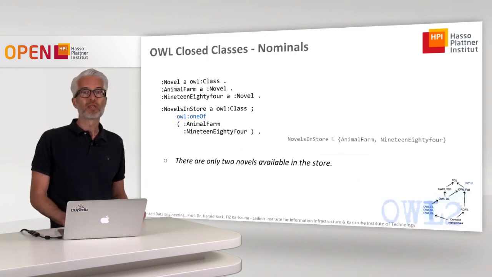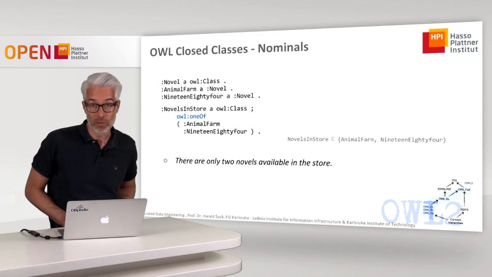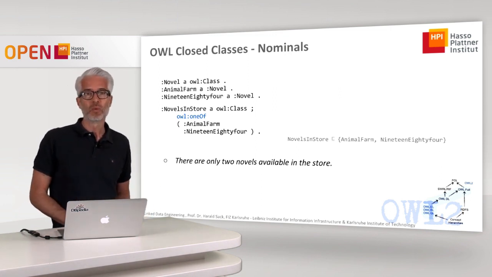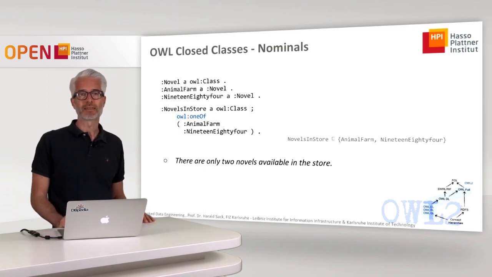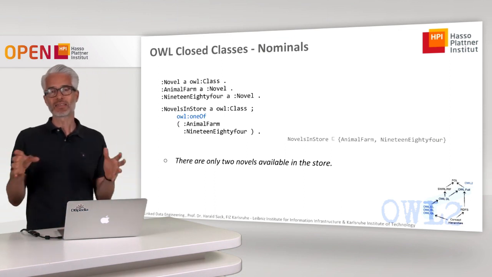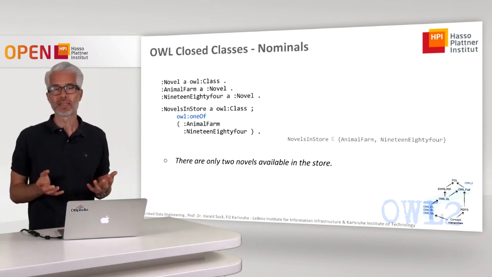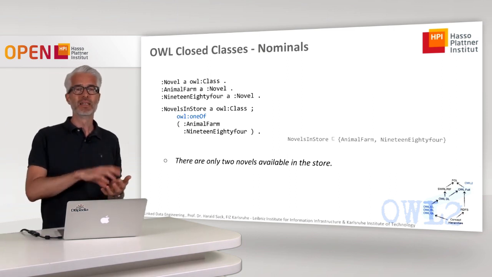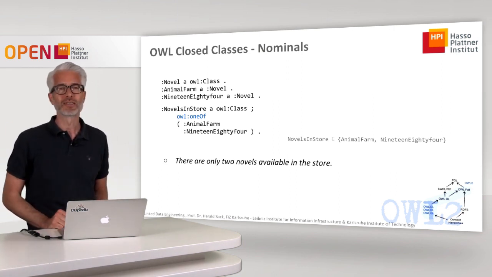Let's continue with the definition of classes in OWL. Besides defining something to be a class, we can define complex classes. For example, we can define classes as being a set of specified individuals. These are so-called nominals. I simply define the class by stating which individuals belong to this class.